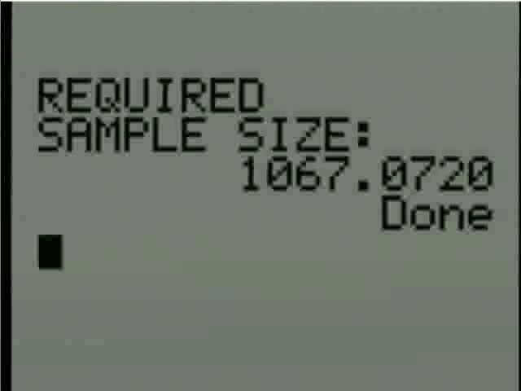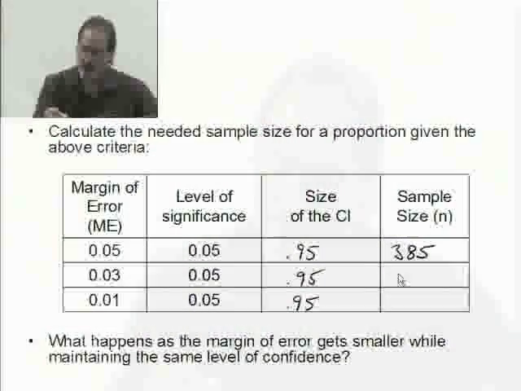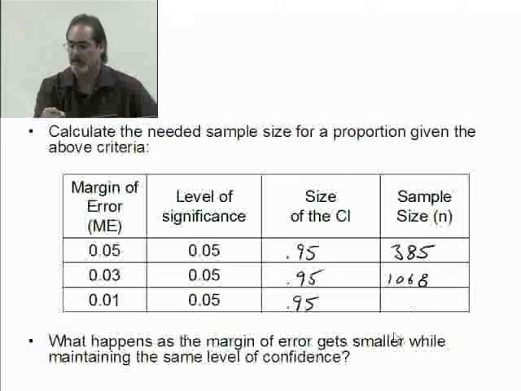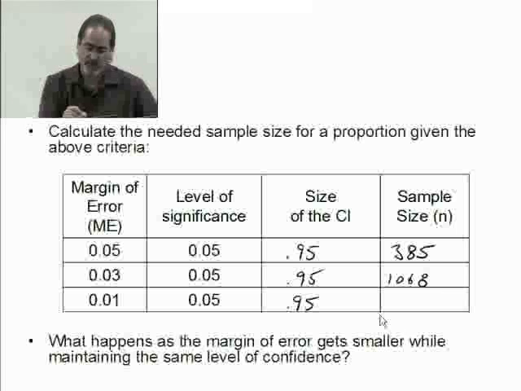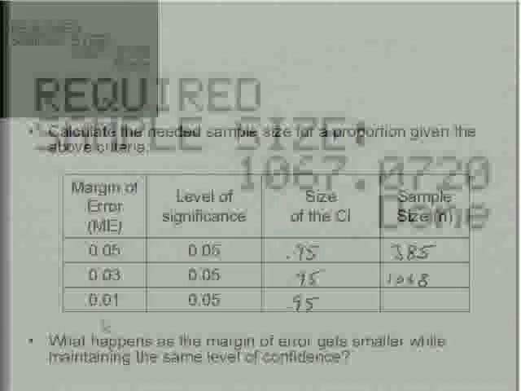Now I need 1,067.072. All right, let's go back and write that down. I need 1,068. Remember, I'm going to round up. The last one says my margin of error is 0.01. All right, let's go back to the calculator.